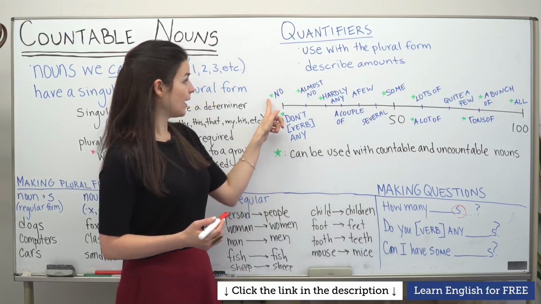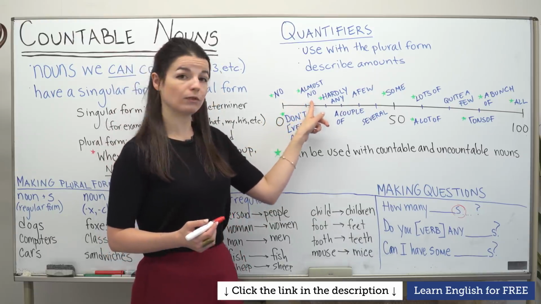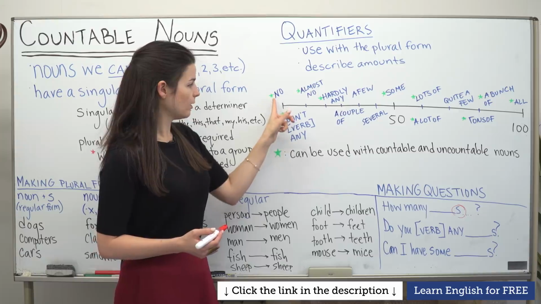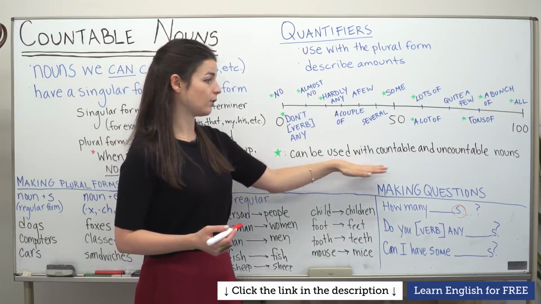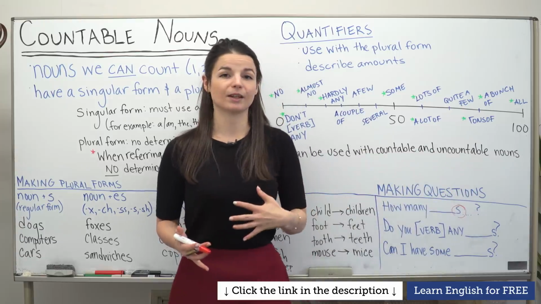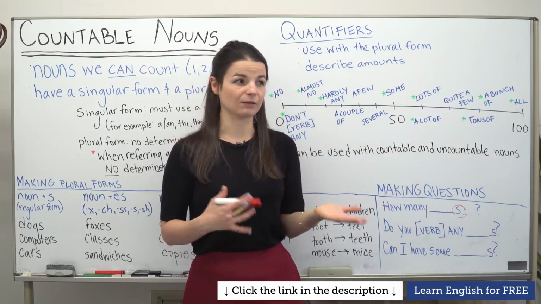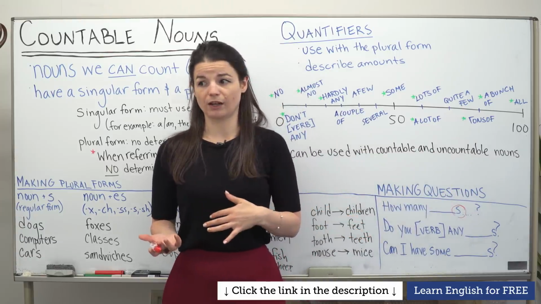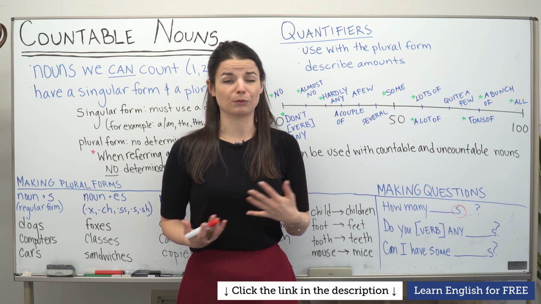You'll see too, I have green stars on some of these. Just a note. The ones with green stars, we can use these with countable and uncountable nouns. So I know sometimes it's difficult to guess. Is it a countable noun? Is it an uncountable noun? What quantifier should I use? I don't know.